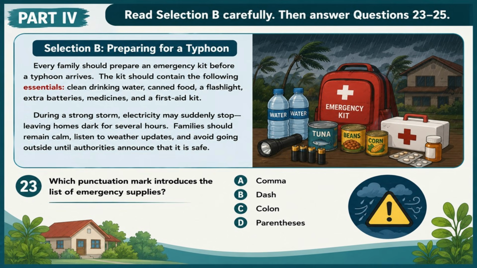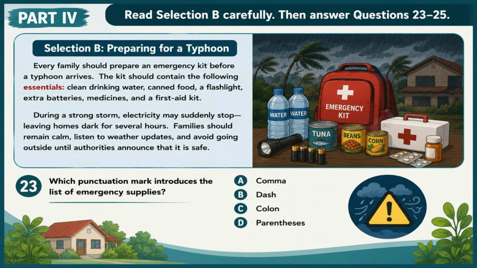Read selection B carefully, then answer questions 23 to 25. Preparing for a typhoon. Every family should prepare an emergency kit before a typhoon arrives. The kit should contain the following essentials: clean drinking water, canned food, a flashlight, extra batteries, medicines, and a first aid kit. During a strong storm, electricity may suddenly stop, leaving homes dark for several hours. Families should remain calm, listen to weather updates, and avoid going outside until authorities announce that it is safe.